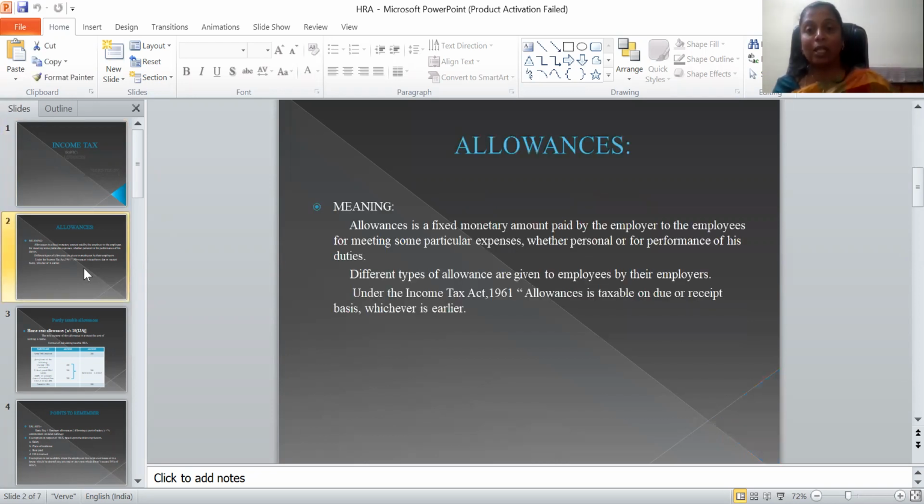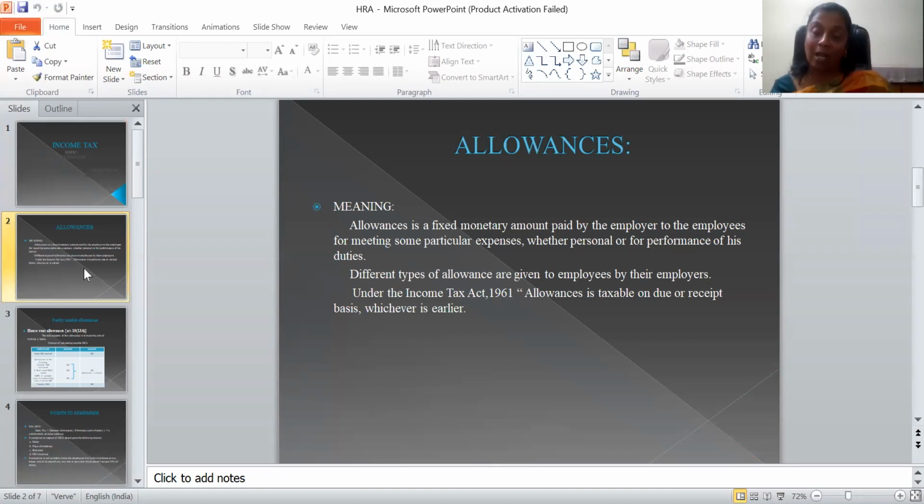So allowance is a fixed monetary amount which is paid by an employer to employee for meeting a particular expenses, whether personal or for performance of his duties. So any amount which is paid by an employer for a specific purpose is known as your allowance. For example, we get children education allowance. So this particular children education allowance is an allowance for educating his kids and for compensating the tuition fees what he is paying for his children. So this allowance is for a specific purpose which has been given.